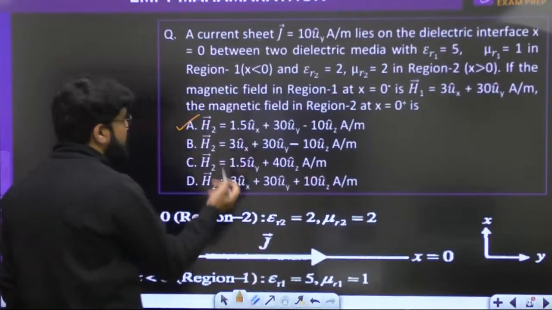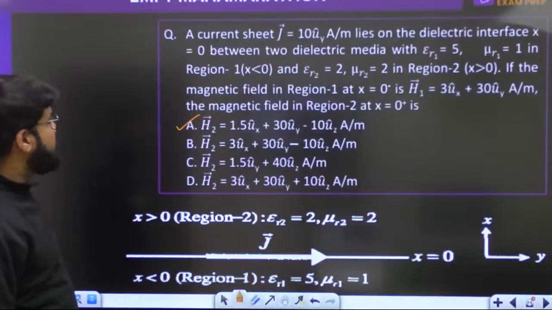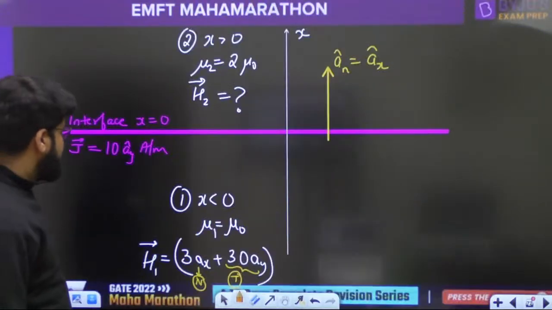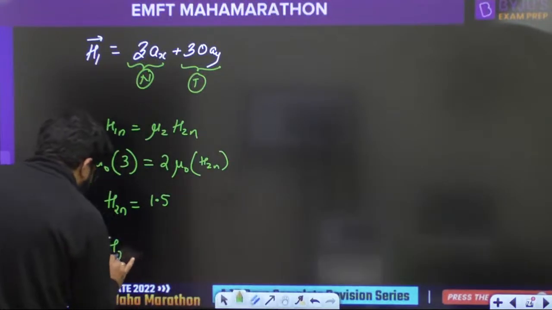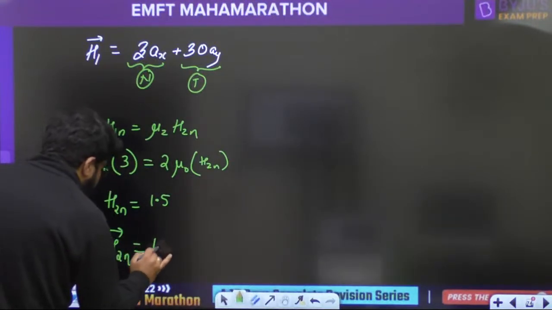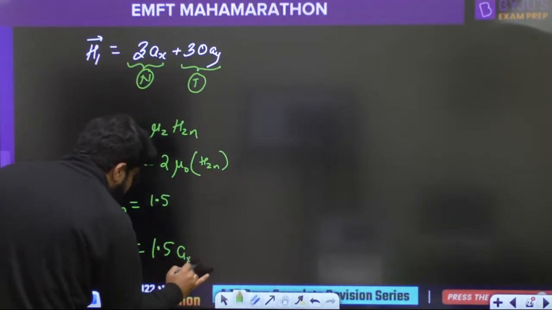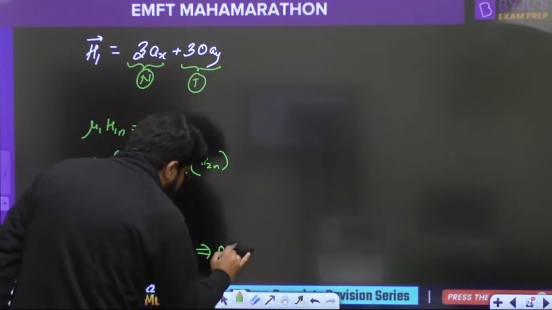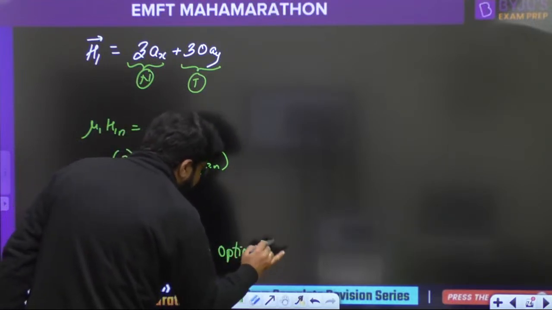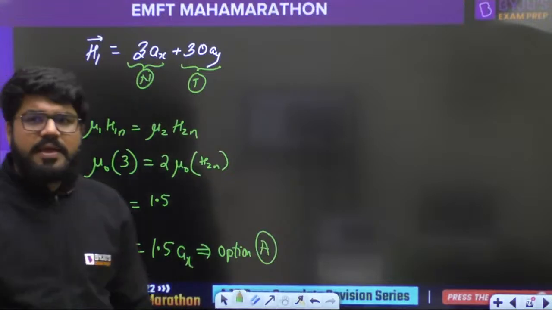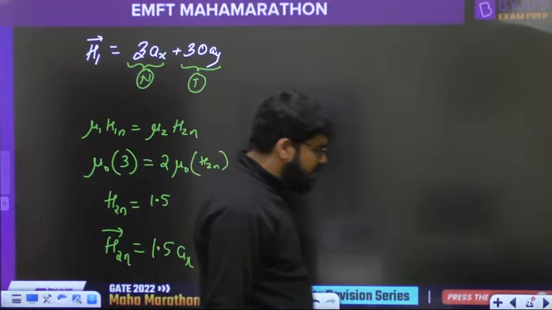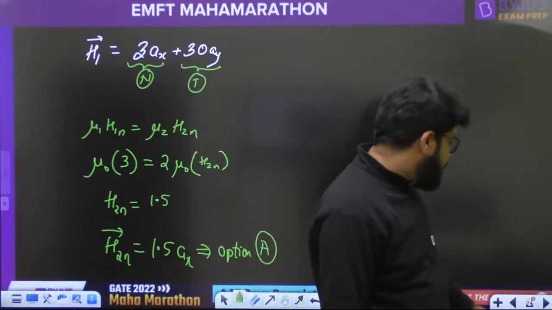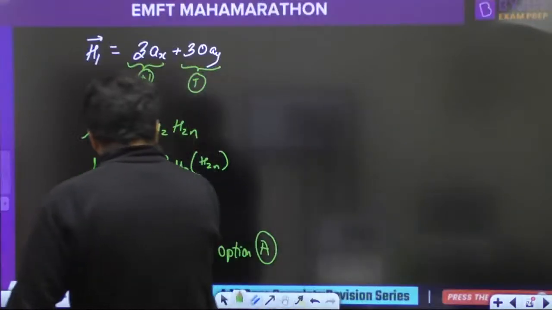Because only the normal component that is matching is 1.5 AX. Look, this is H2n, this is only the magnitude. So what is the vector form of H2n? The vector form of H2n will be 1.5 AX, and that is only option number A. Here you are lucky that you got it, but it is not always correct, not always sufficient. So we need to check further. So what do we need to do now?